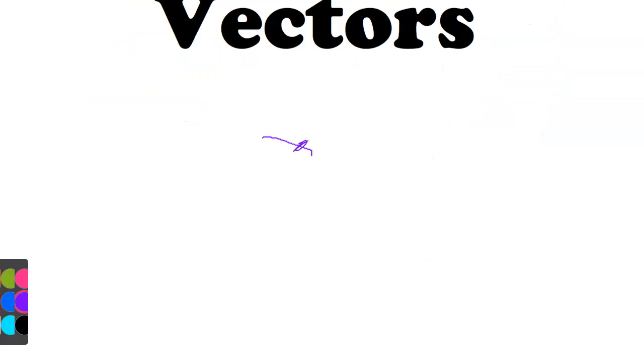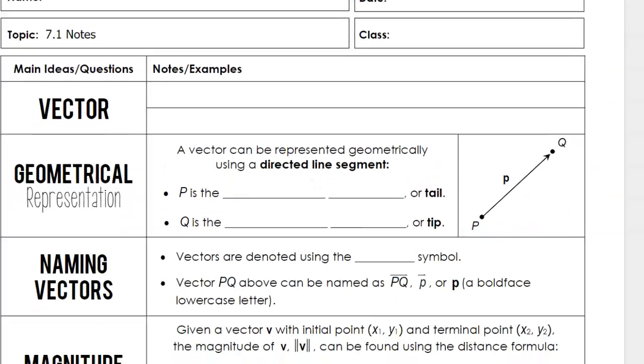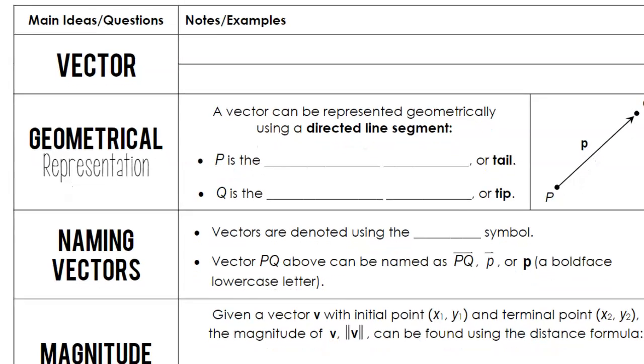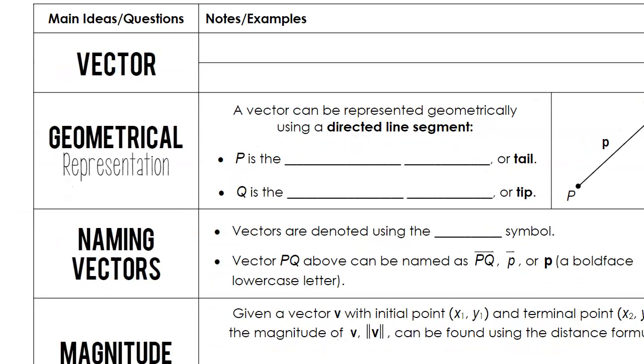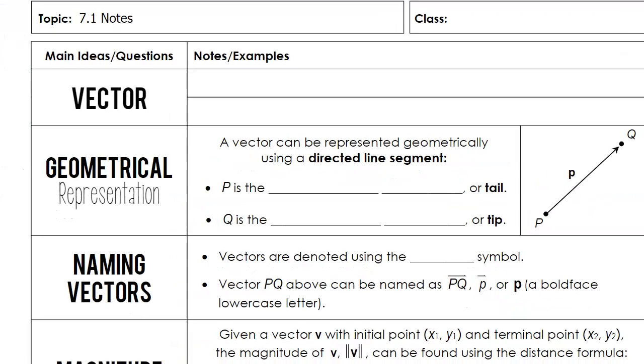I don't know why that's there. All right. So I am going to jump around a little bit in these notes, just because a lot of these example problems are redundant. So I don't want to do all of them today. Before we get started, we should talk about what a vector is.